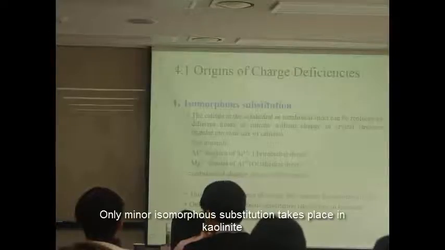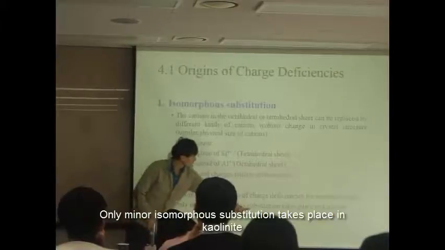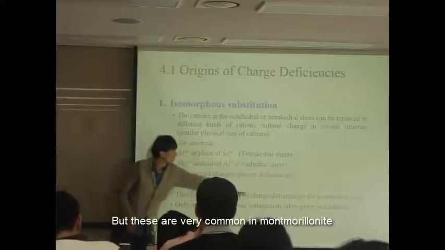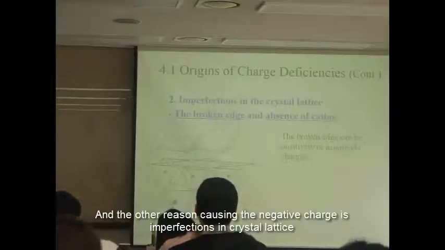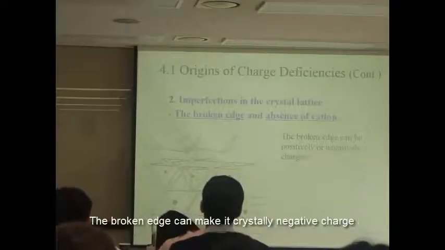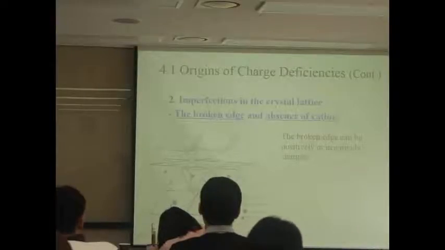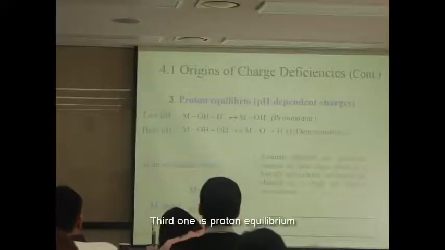Okay, and only minor isomorphous substitution takes place in kaolinite, but these are very common in montmorillonite. And the other reason causing the negative charge is the imperfection of the crystal lattice. So the broken edges can make the crystal lattice negatively charged. And the third one is the proton equilibria.